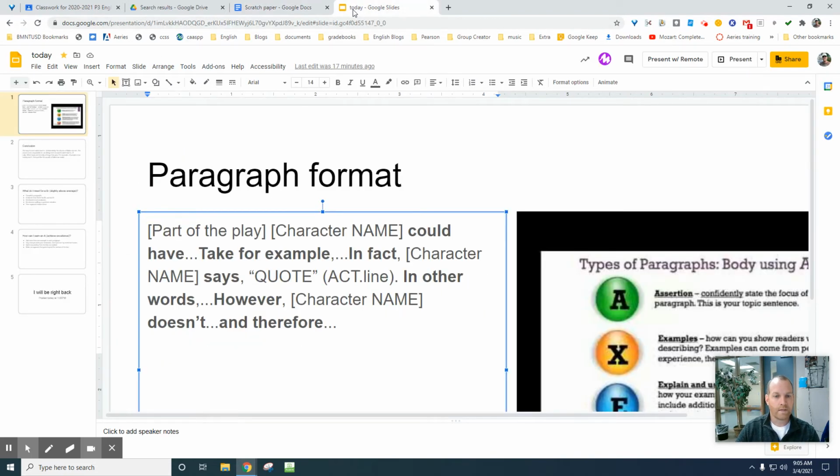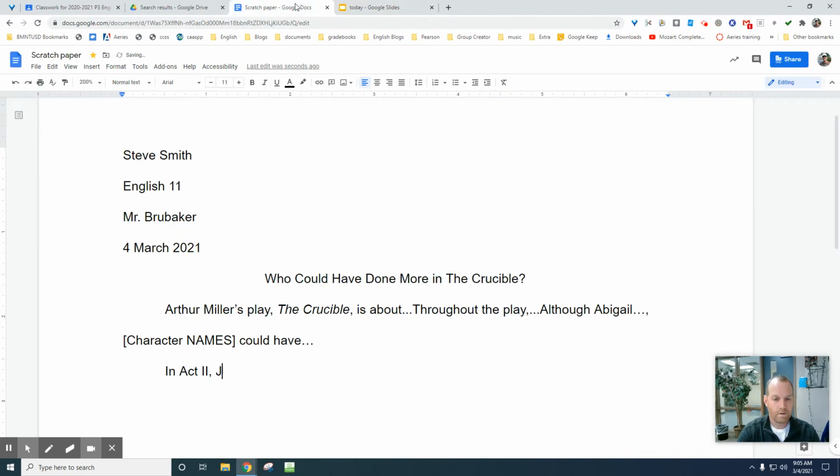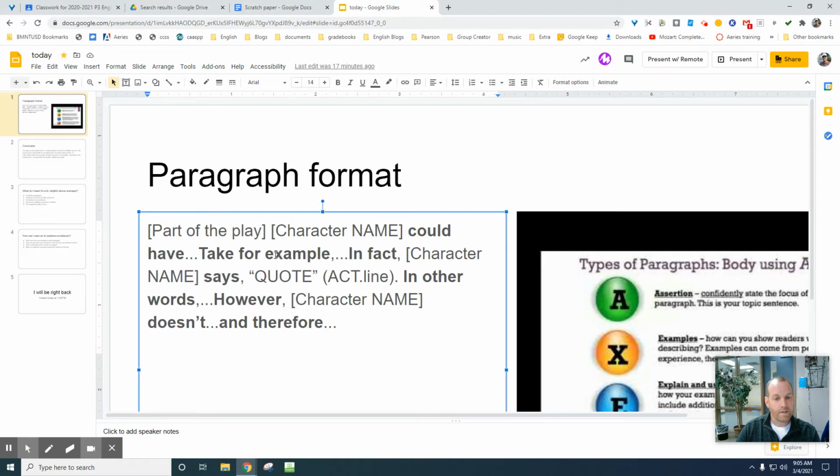And then right here it says character name, say John Proctor. And then it says could have. And then I'm going to just describe, well, what could he have done? And then I'll give an example of what he could have done, right? So maybe in this case, he could have stood up more forcefully to Abigail in Act 2 rather than waiting till later in the play.